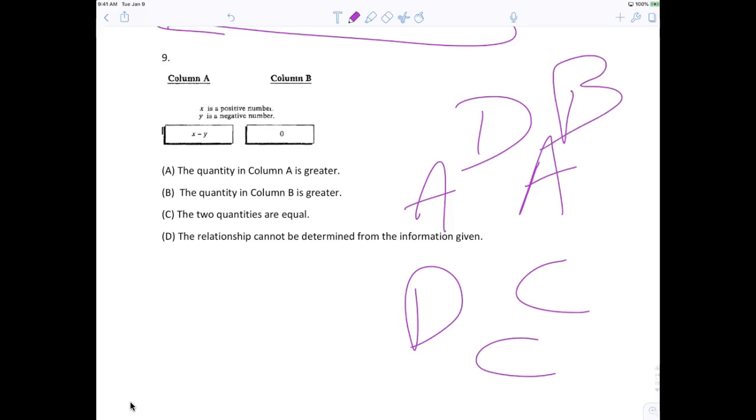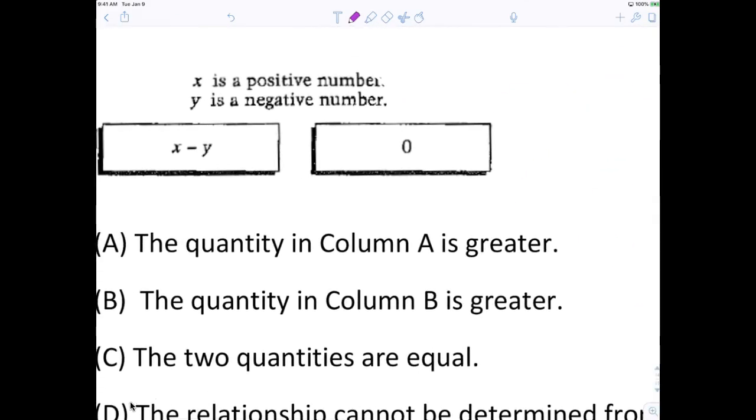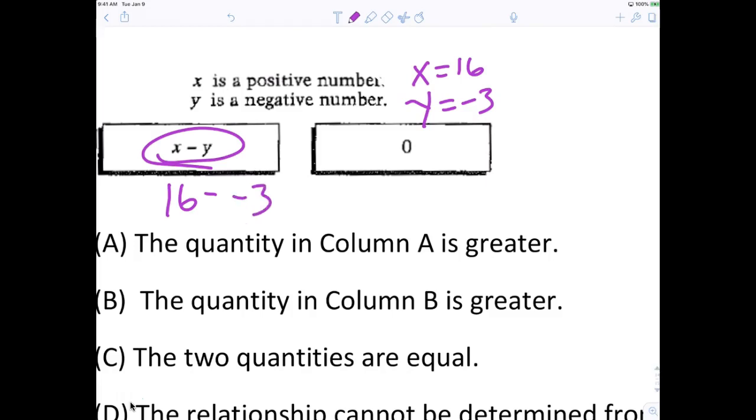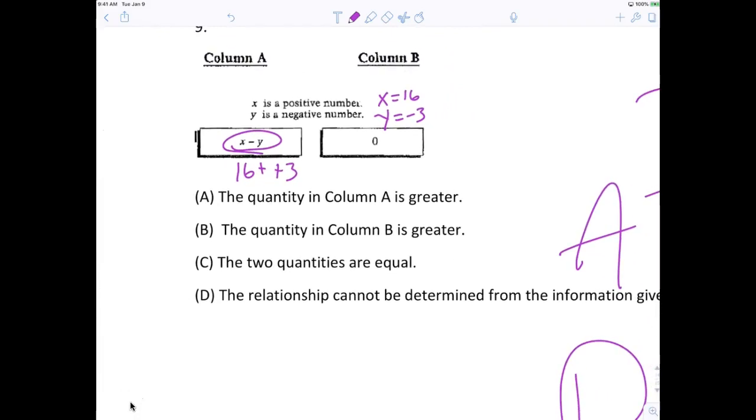Okay. Let's see now. So here's the idea. If x is a positive number, somebody give me a positive number. 16. So we're going to let x equal 16. And y is a negative number. Somebody give me a negative number. Negative 3. So now I want to do this problem. What's x? 16. Minus what's y? Negative 3. So the double negatives make it what? So now what's the answer, guys? That's right, A.